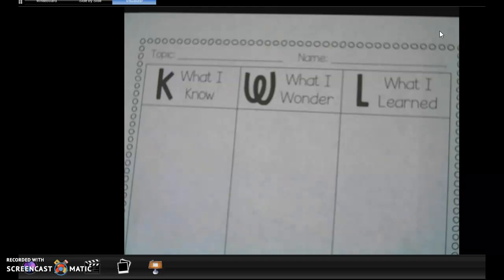K stands for know. What I know. Anything you know about the animal, this is where you're going to dump all your knowledge. W stands for wonder or want to know. What do I want to know about the animal? What am I going to learn? And L is learn. What did you actually learn about the animal?